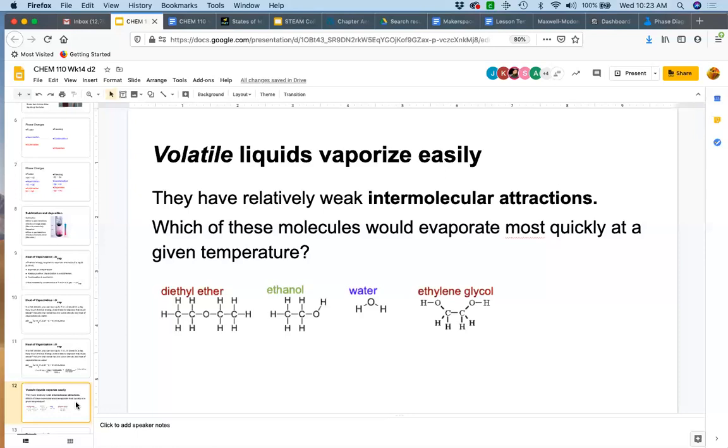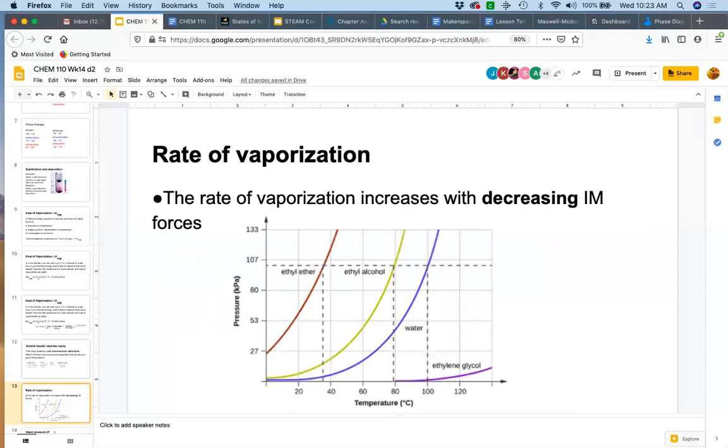We're going to take a look at rates of vaporization. The rate of vaporization increases with decreasing intermolecular forces. So the weaker my forces are, the faster something will evaporate. If we're looking at our curves, ethyl ether is the curve in red. Ethyl alcohol is the curve in yellow. Water is the curve in blue. Ethylene glycol is the curve in purple.